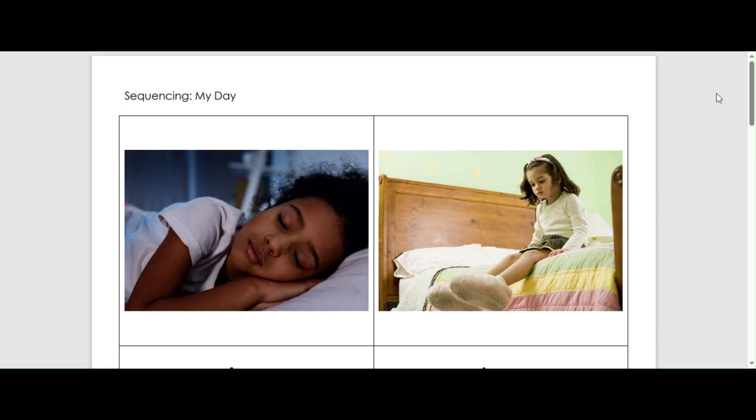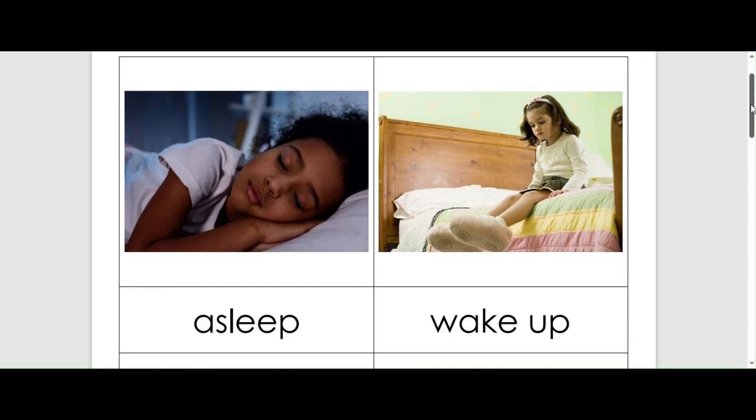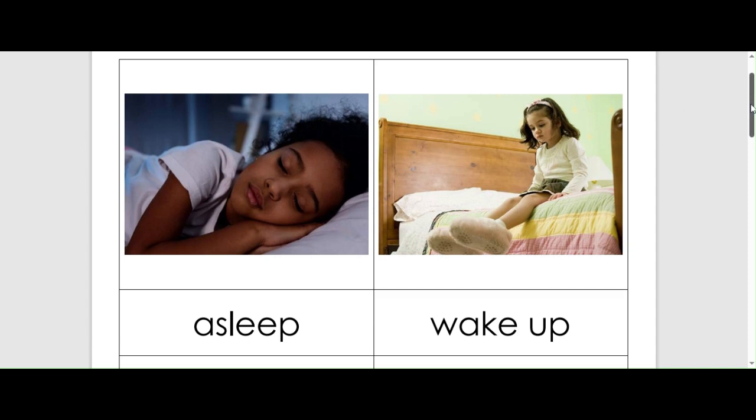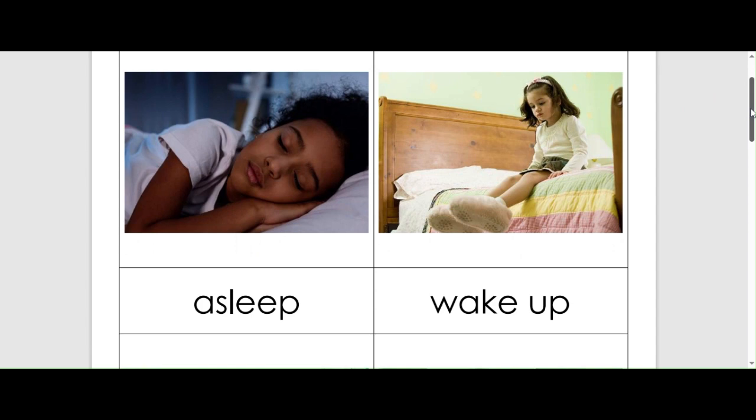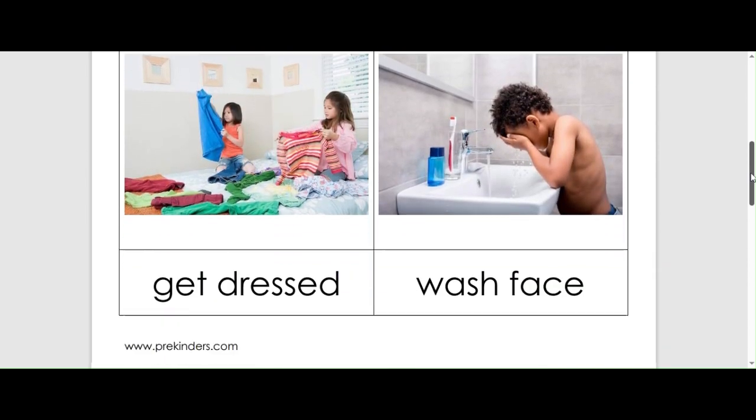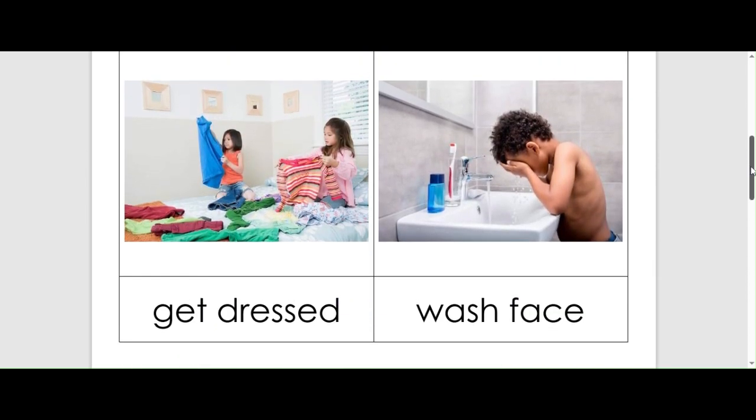So, the first one is sleep. सो रहा हूँ और सोया हुआ हूँ. Then wake up, जाग गया हूँ, उठ गया हूँ. Both are same. Then get dressed, कपड़े पहन लिए हैं.